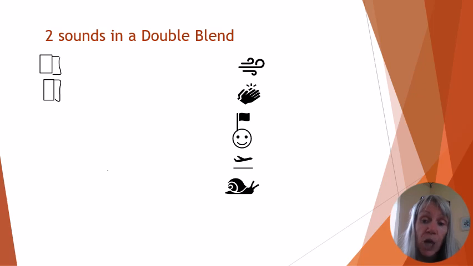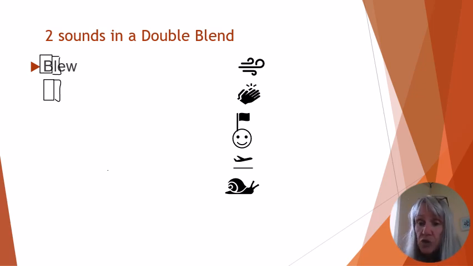Blow. We're hearing 2. We're hearing the B and the L sound. B represents the B sound. L represents the L sound. So we see 2 different consonants written down to represent 2 different sounds. So when I'm soundboxing a consonant blend, unlike a digraph, I put a box around the B and I put a box around the L because they're 2 different sounds.